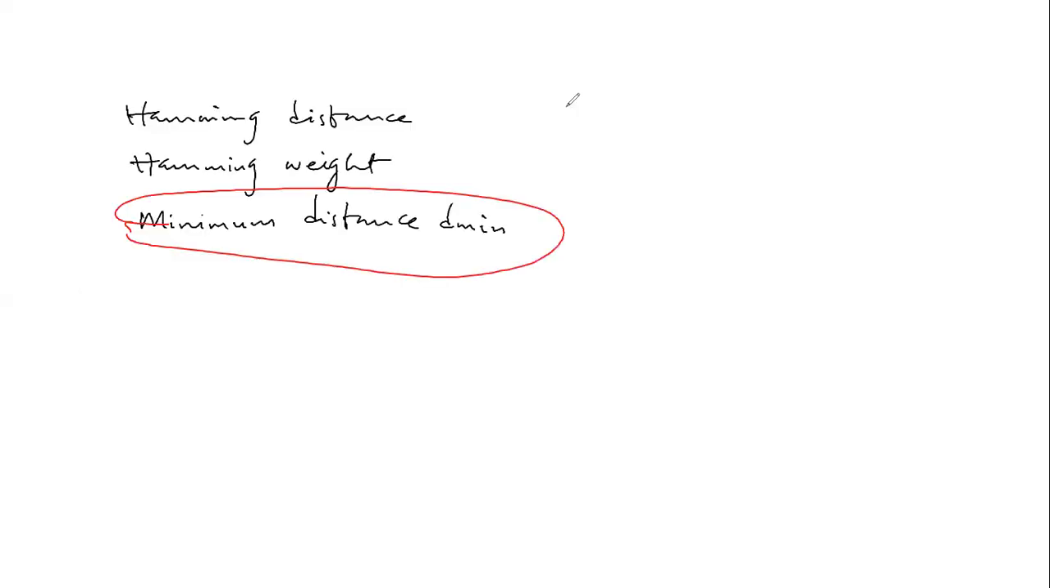So let's assume we have 2 code words, C sub I and C sub J. We now say that the Hamming distance between the 2 code vectors is equal to the number of elements in which they differ. So in other words, say C sub I is 1011, and C sub J is 1000. So what is the Hamming distance between these two?